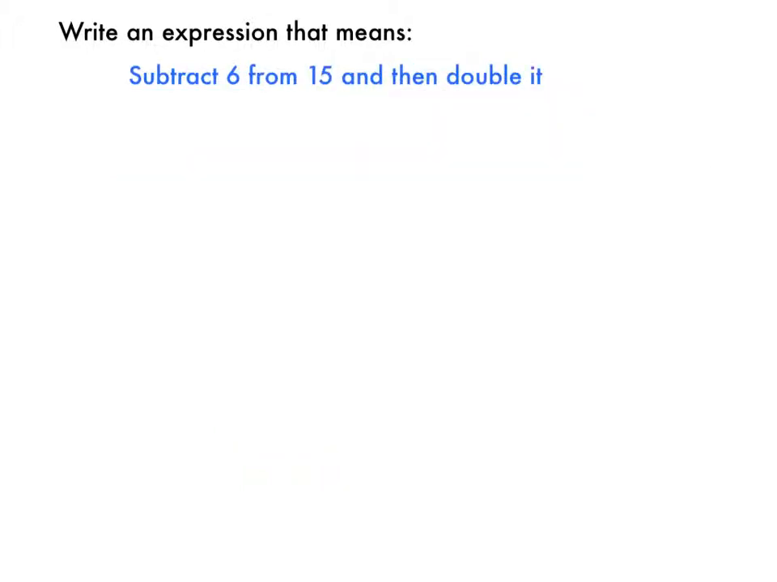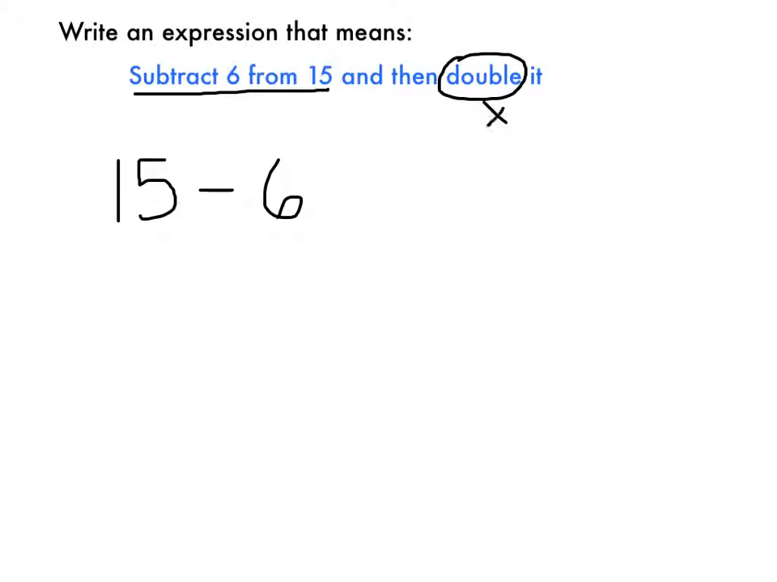Let's try another one. Subtract 6 from 15 and then double it. Okay, so I'm seeing that I need to subtract 6 from 15. So that means I need to do 15 minus 6, because it's telling me to subtract 6 from the 15. And then it says to double it. Now, double has to do with multiplication. It means getting bigger, times 2. So I'm going to do 15 minus 6, and then I'm going to double it and multiply it times 2.